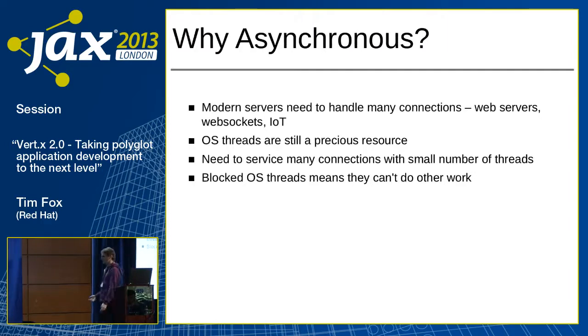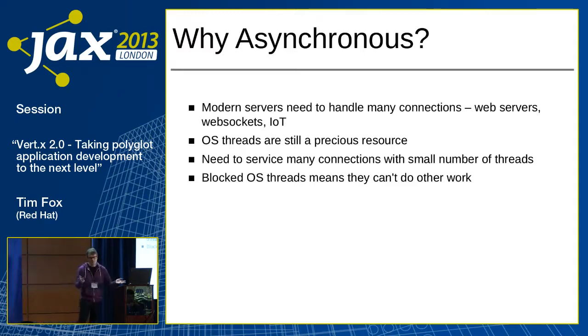So why asynchronous? Why have we decided to have asynchronous APIs? We don't want to do it unless we really have to, okay? Because arguably, asynchronous APIs are harder to program against, harder to reason about, harder to test, harder to debug. That's not always true, actually, but there is a point there, and in many cases, it is true. So we don't want to do it unless we really have to.